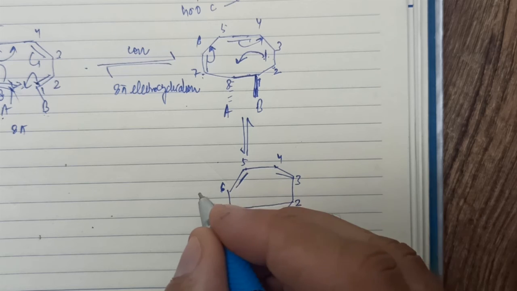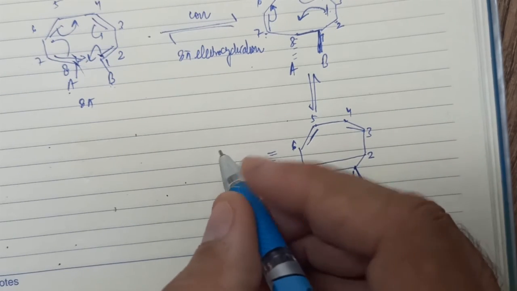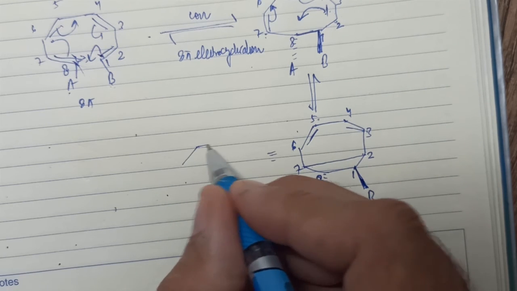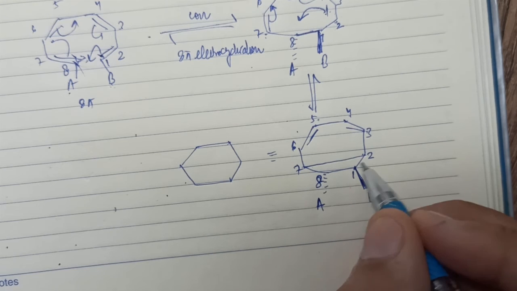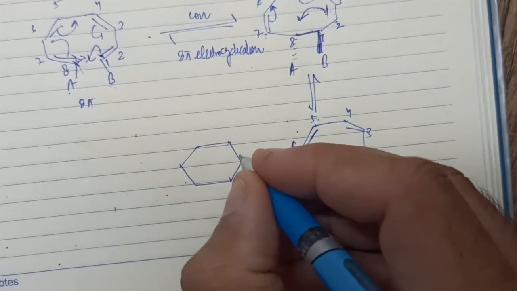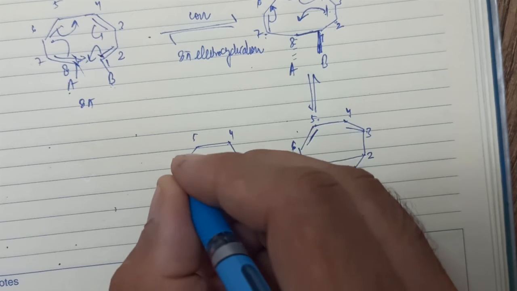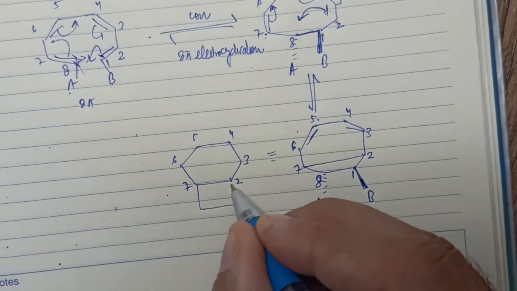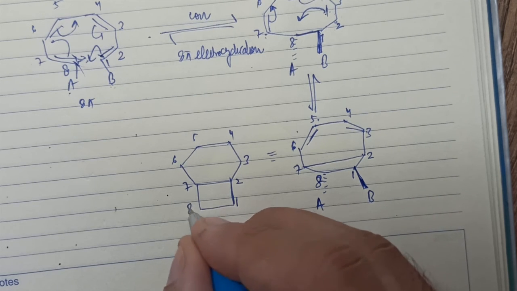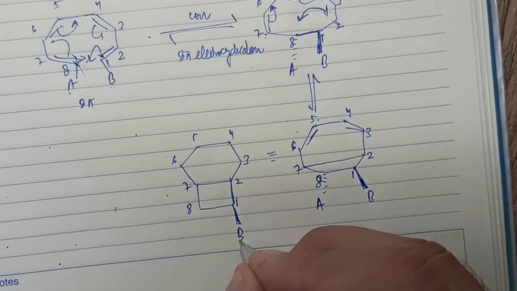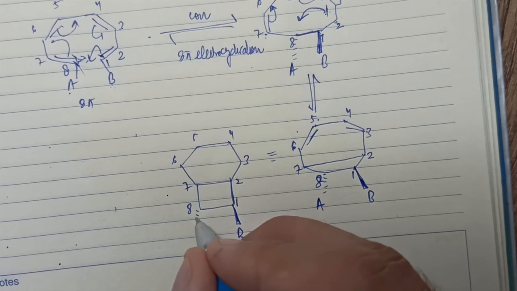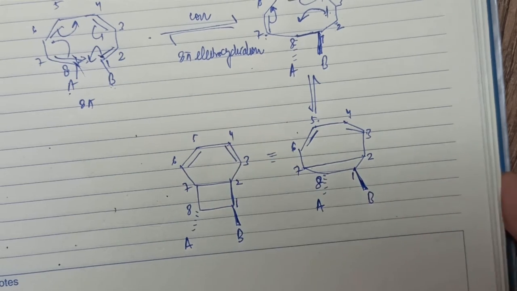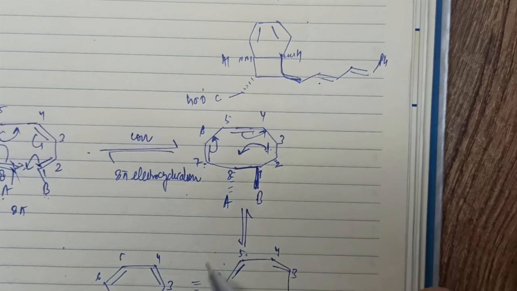If I simplify and write this product, I can write it in this fashion. This is a 1, 2, 3, 4, 5, 6-member ring. And between 2 and 7, there are 4 carbon atoms. That means it's a 4-member ring. 2 is attached to 1, 1 is attached to 8. 1 has this B substituent above the plane, 8 has this A substituent below the plane, and you have a double bond at 5 and 6. So we have constructed the framework of the product which we desired.